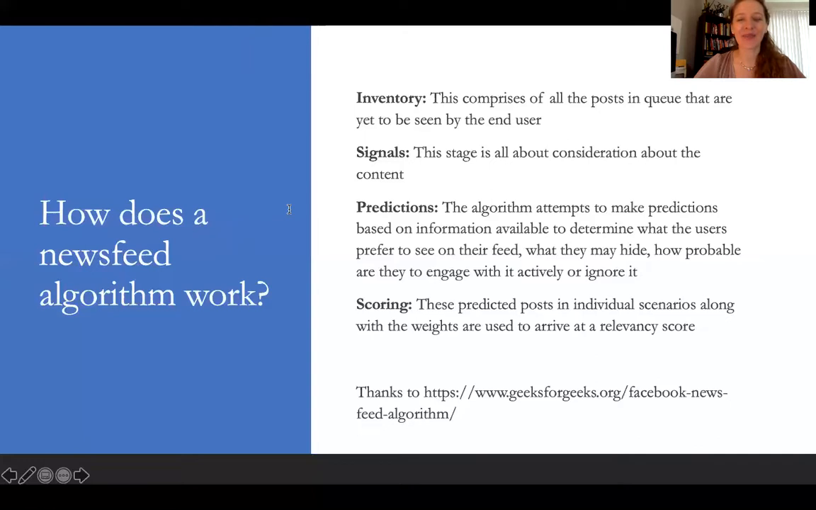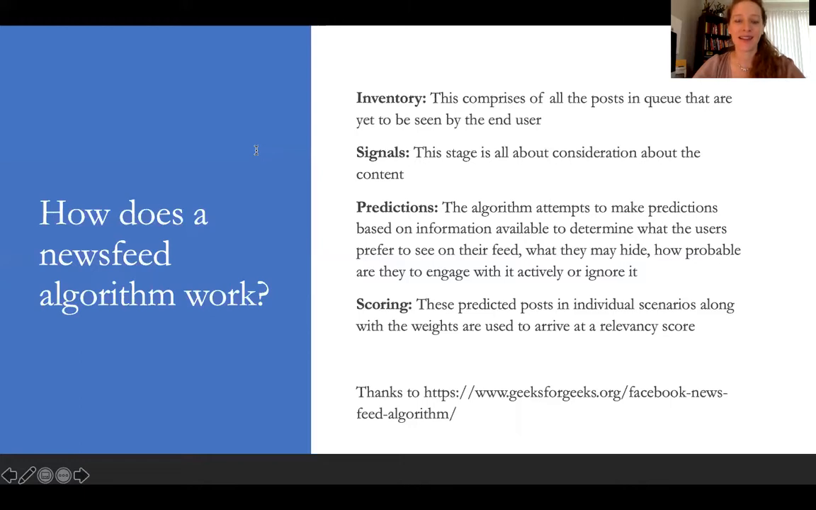So the inventory comprises all the posts in a queue that are yet to be seen by the end user. These are all the potential posts that you could see based on all of your friends or all of your connections. These posts can include promotional content as well, posts from pages you follow, as well as content from friends. So thousands of posts are competing with each other to rise in the eyes of the algorithm, okay? And at the end, only a few hundred of these posts will actually show up in your newsfeed. Okay, so that's the inventory, which are all the posts that you could potentially see.